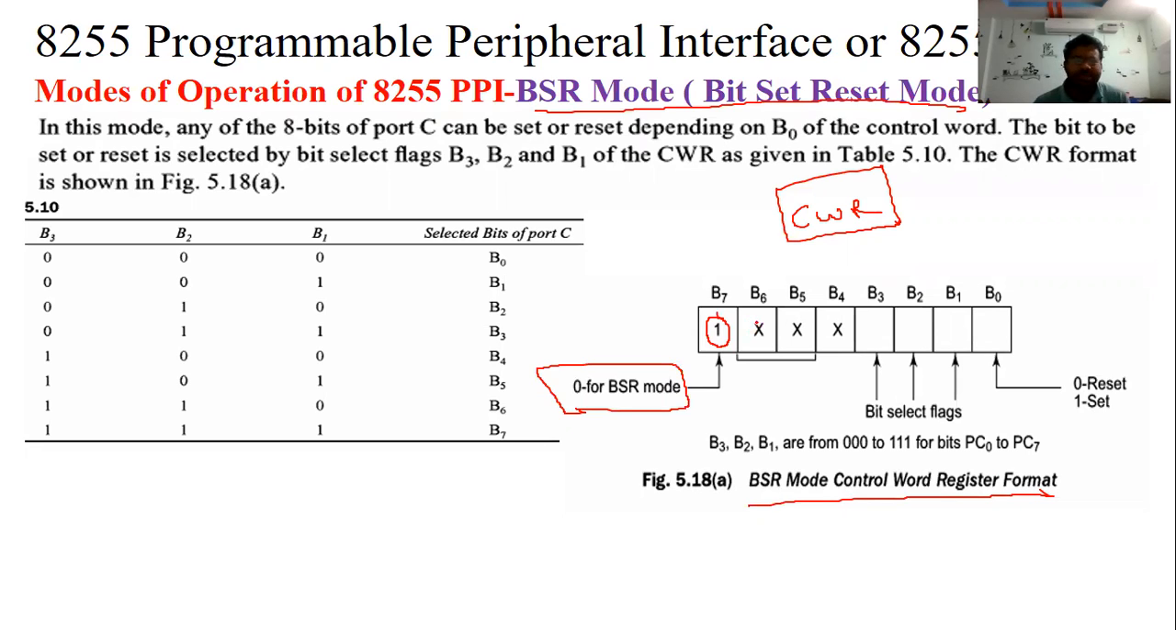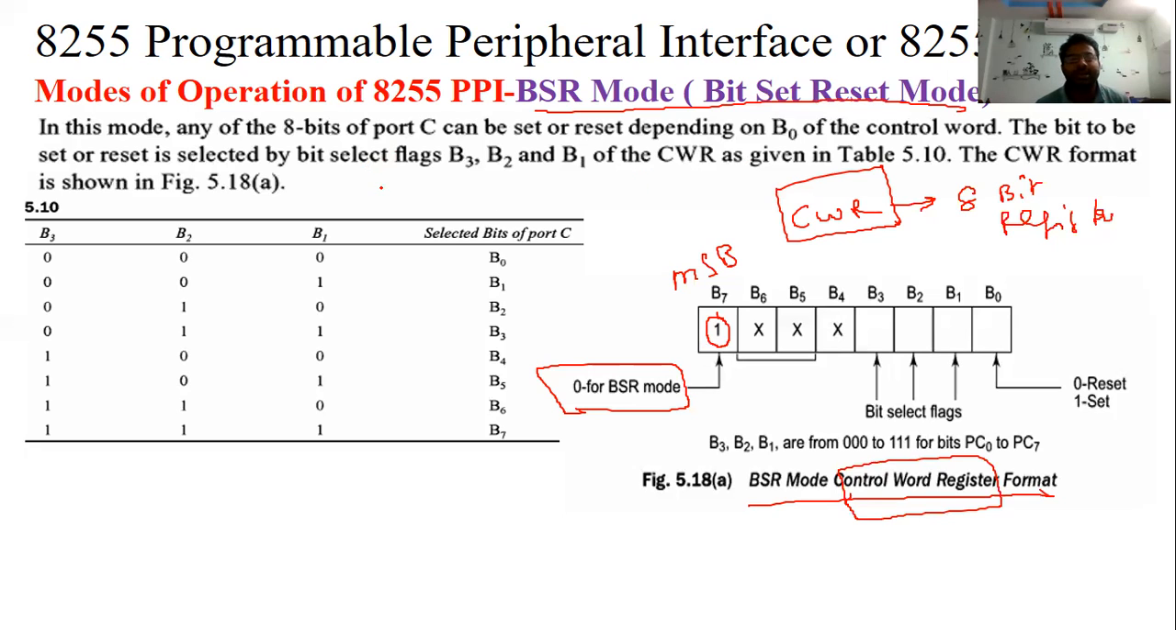So you just remember 4 modes. It works as 4 modes: mode 0, mode 1, mode 2, as well as the BSR. So this is the B7 bit in this CWR register. Remember, CWR means control word register, an 8-bit register. In this 8-bit register, if the MSB bit is equal to 0, it goes to the bit set reset mode.